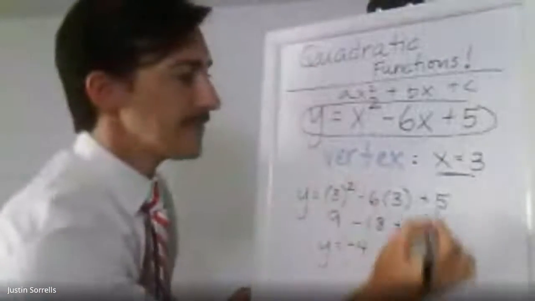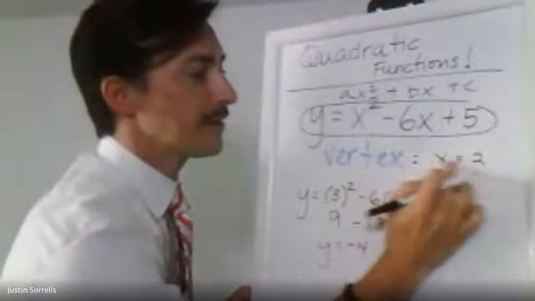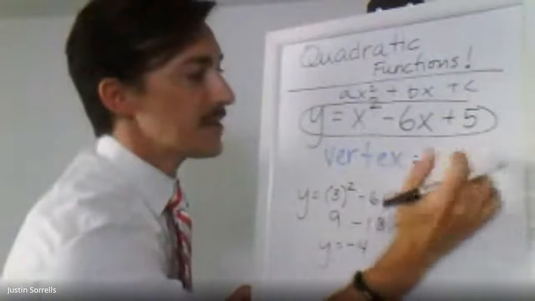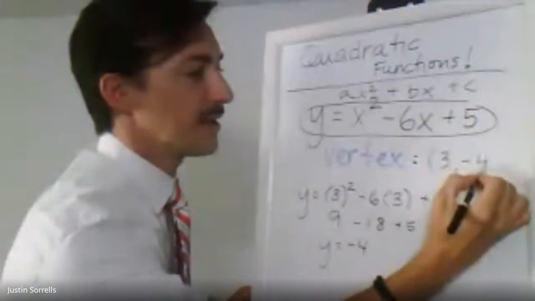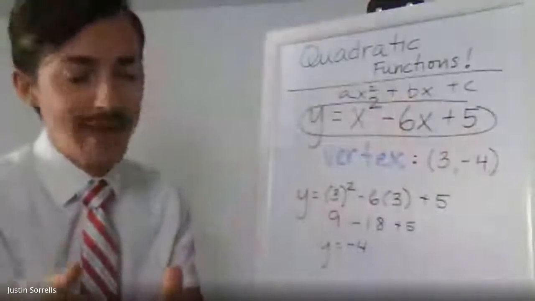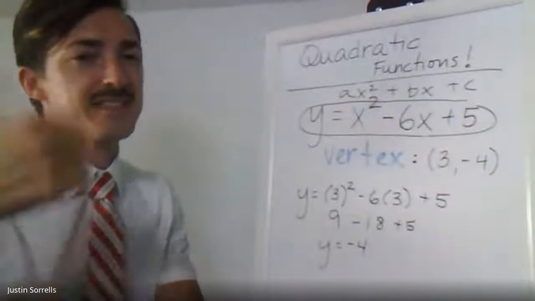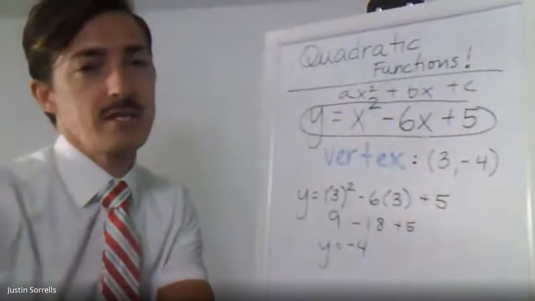Now, I'm going to erase this up here. I know my x equals 3 and my y is negative 4. So my vertex is at 3, negative 4. Boom, mic drop, you're done. You have found the axis of symmetry and you have found the vertex.